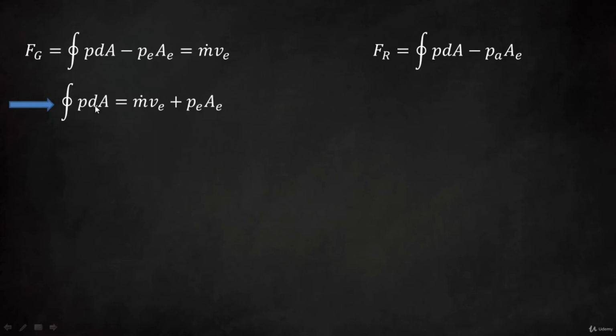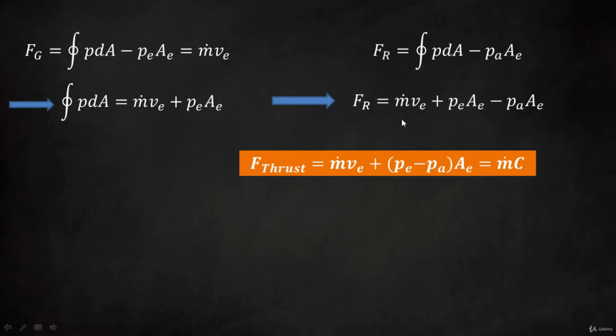And therefore, taking that in here, the forces on the rocket thus become m dot VE plus PE AE minus PA AE, where PA is the ambient pressure and AE is again the area at the exit plane of the nozzle. And that is of course the thrust equation, since we're talking about the forces on the rocket. So that is the thrust force.